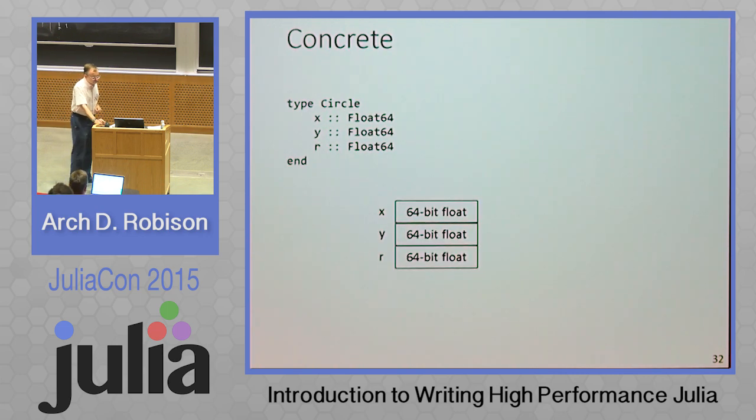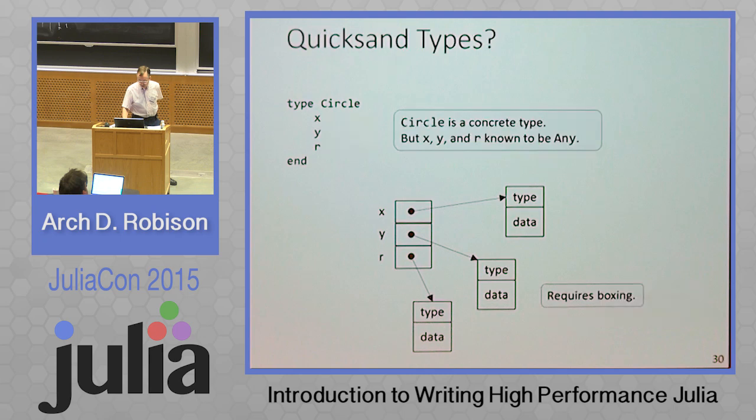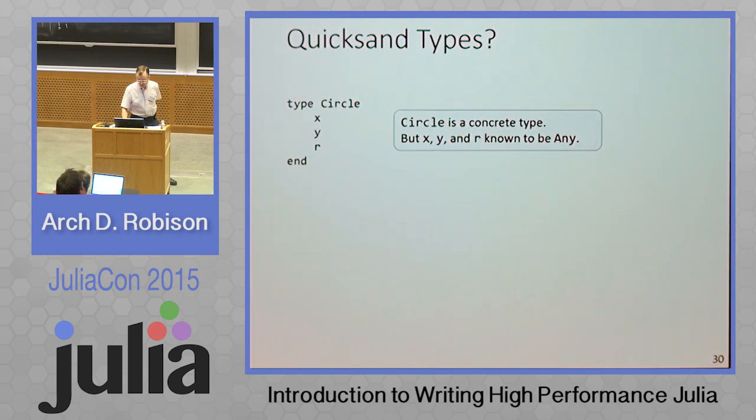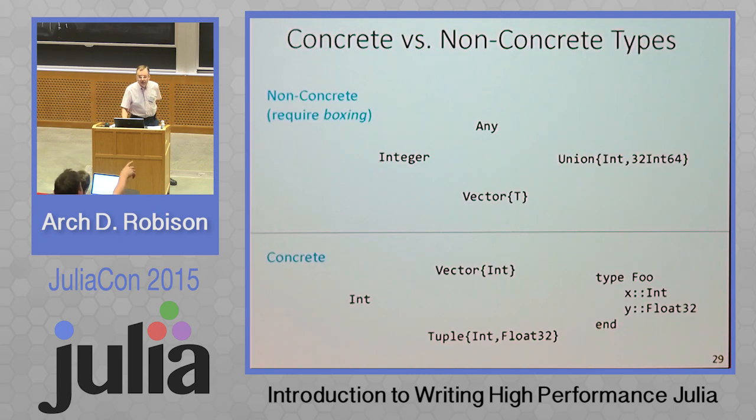Can I ask a question? Yes. Can you go back maybe two slides when you first started talking about concrete types? OK, there. You've got a type foo there. And I see that that's concrete. And I see vector of int is concrete. What if I had a vector of foo? What is the layout of that in terms of boxing?